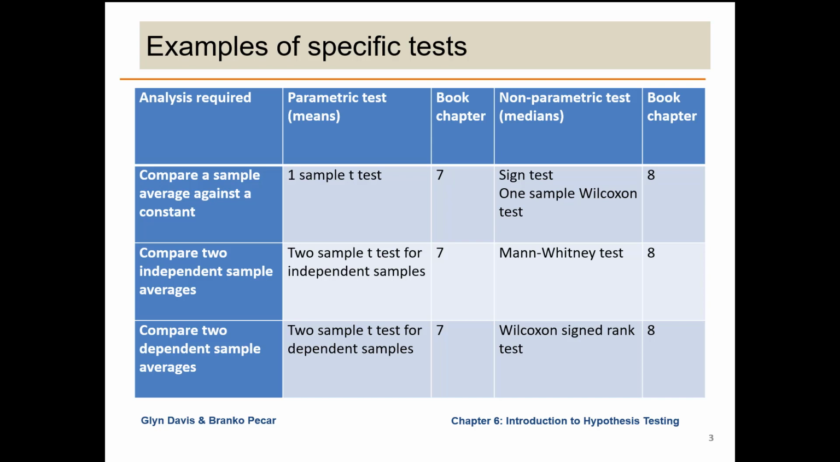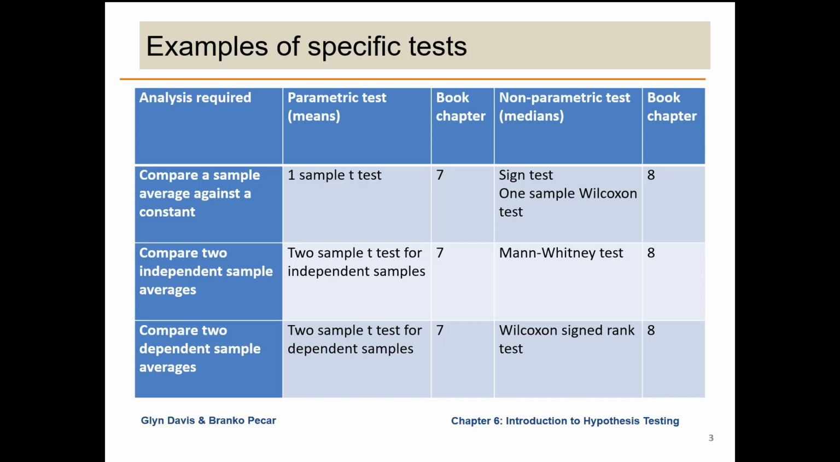But if you're comparing a sample average against a population average, a constant, and your sample mean data is normally distributed, so you know that's true, then you can perform a one sample t-test. If you don't know how your variable varies, i.e. it's heavily skewed, it's not normally distributed, then you should use a non-parametric test that involves the calculation of medians, such as the sign test and the one sample Wilcoxon test.